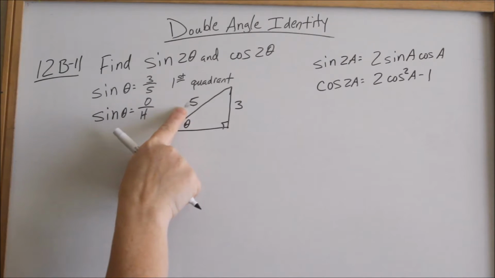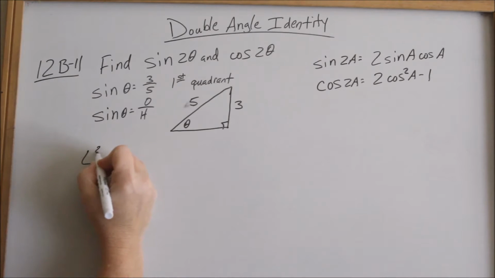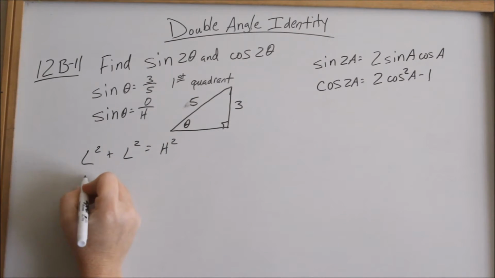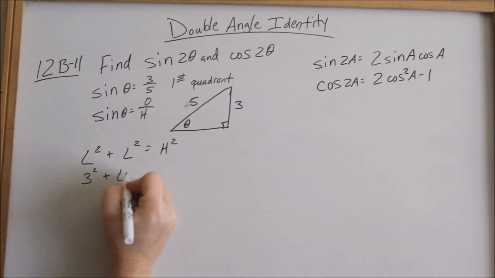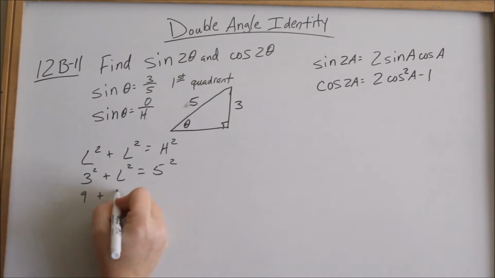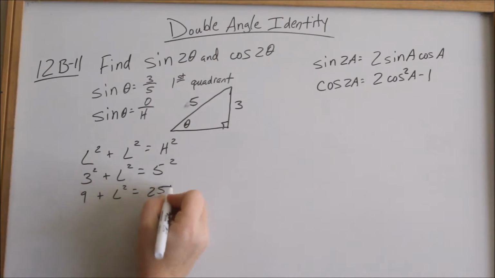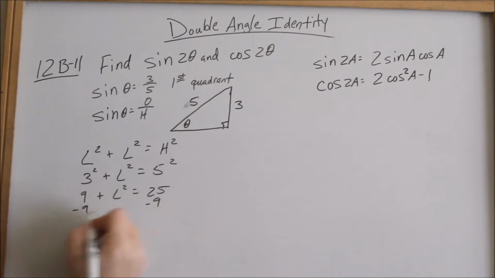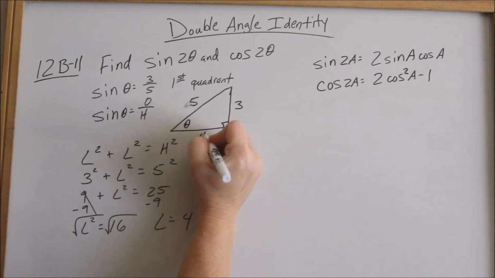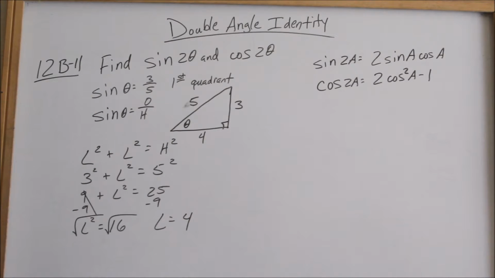Remember, this is hypotenuse. So Pythagorean theorem: leg squared plus leg squared equals hypotenuse squared. I know one of my legs. I don't know the other leg. I know the hypotenuse. 9 plus leg squared equals 25. Subtract your 9 to the other side. Leg squared equals 16. To find the leg, take the square root of both sides. So now we know that leg is 4. Okay, so that side is 4. You should be able to go through that pretty quick now.